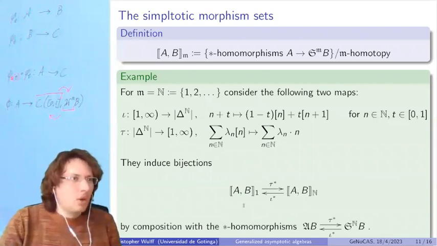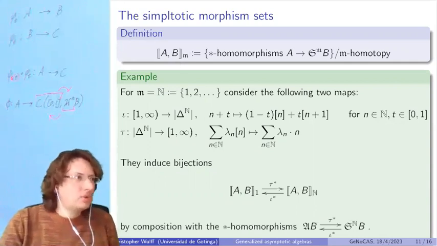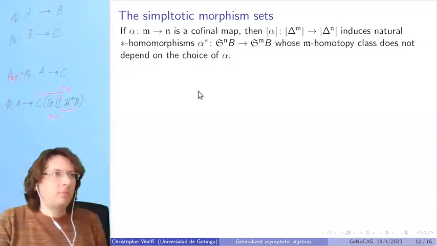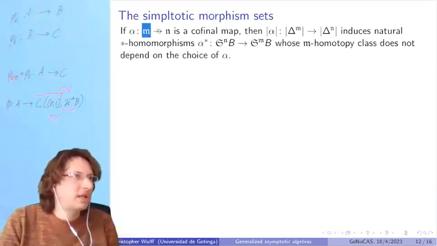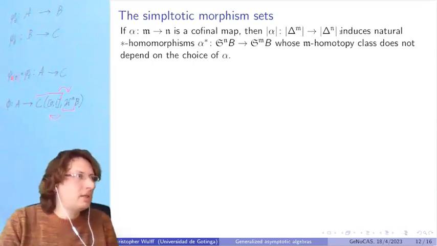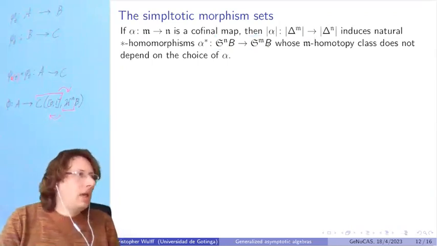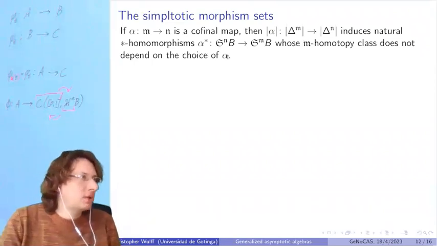And now we want to make a category out of these sets. How do we do that? Here we use a similar trick. We don't just take one M, but we want to take the direct limit over all M as M becomes bigger. How does this work? Namely, if we have a cofinal map from one directed set M to N, which essentially means that this directed set M is bigger than this directed set N, then we can extend it to the whole simplices and pull back functions under this induced continuous map. That gives us a star homomorphism from the N symptotic algebra to the M symptotic algebra. And the funny thing is that the M-homotopy class of this star homomorphism does not depend on the choice of the cofinal map alpha.